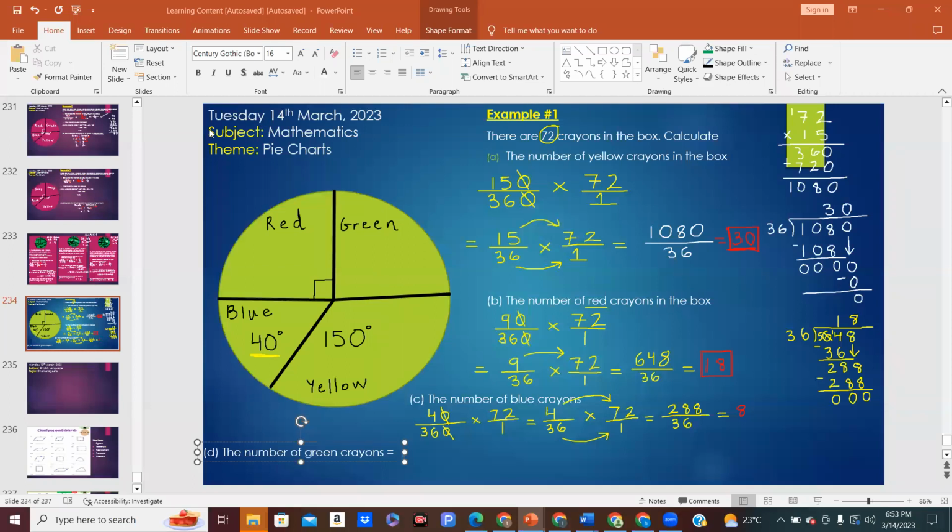Mr. Petit, wouldn't you add everything up that you got and then subtract it by 360? Not 360, sorry, because we ain't trying to find the degrees. We're trying to find how many crayons. That's why he gives 72 at the top. Oh, okay, so we subtracted from 72.